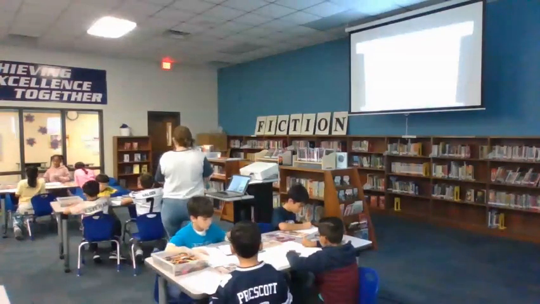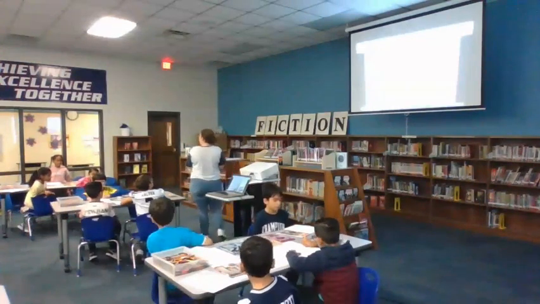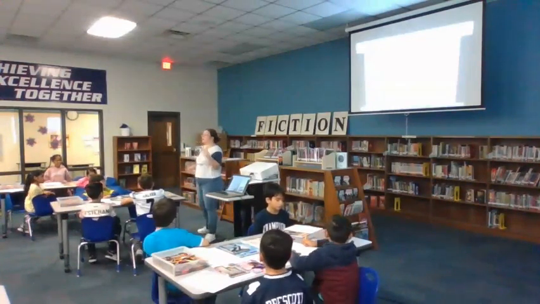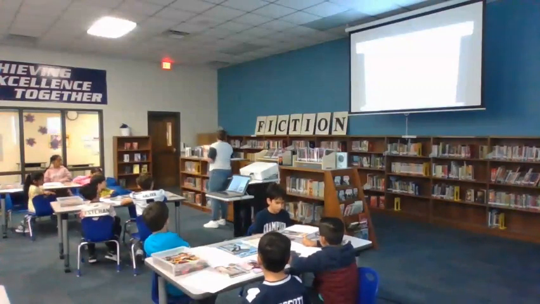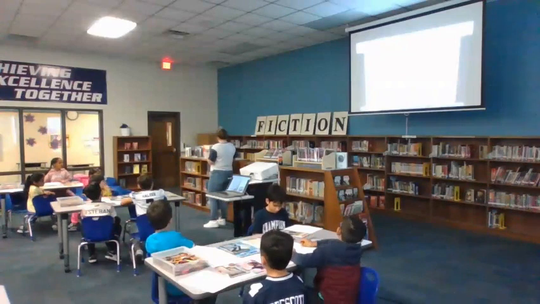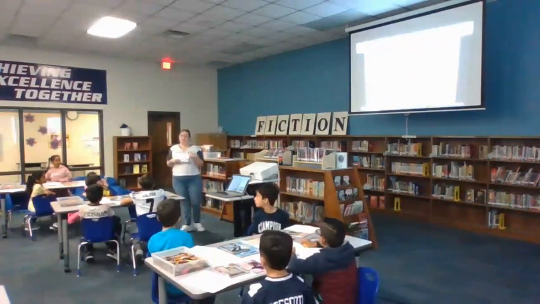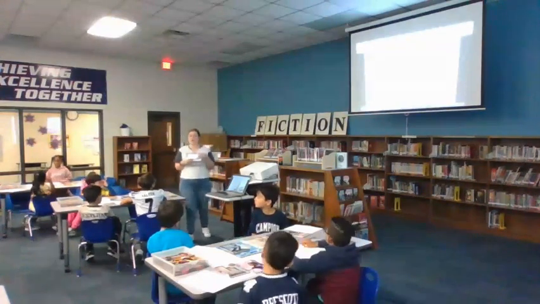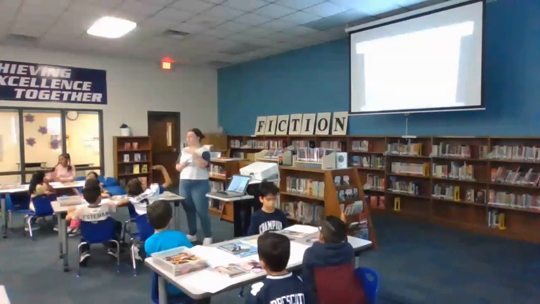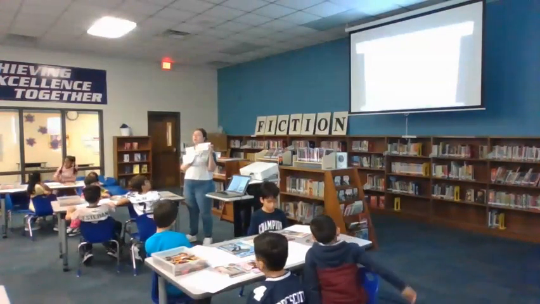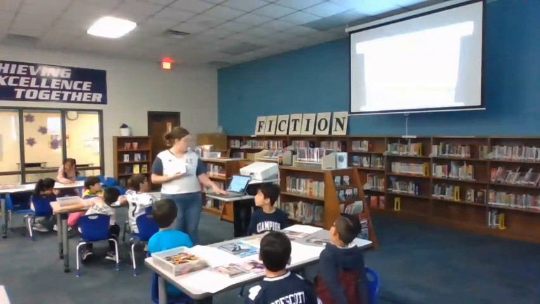1, 2, 3. Eyes on me. What we're going to do now, I'm going to come around. You're going to complete this exit ticket. It has 3 questions. It says, what is a biography? It has your answer choices. You can circle A, B, or C. And then it asks you, is biography fiction or nonfiction? You're going to circle which word. And then you're going to tell me 3 characteristics of how you know it's a biography.